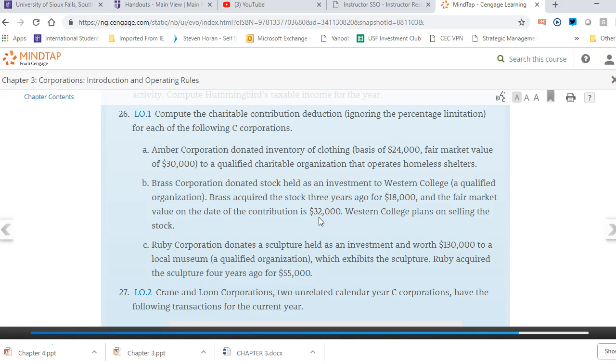Because this is stock, and basically because it's a capital gain property, the deduction is the property's fair market value. So a stock is a capital gain property. Therefore, the deduction is for the property's fair market value.